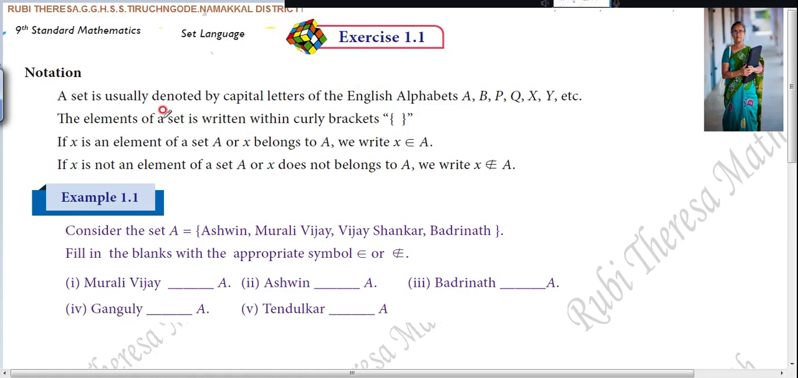The elements of a set are written within curly braces. What is the name of this bracket? Curly bracket. Another set bracket, right, a curly bracket. The elements are given within the curly bracket. The elements are written within curly bracket.